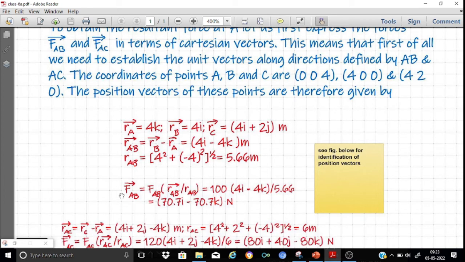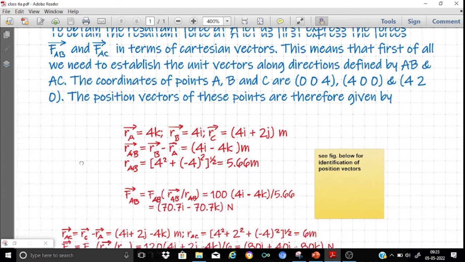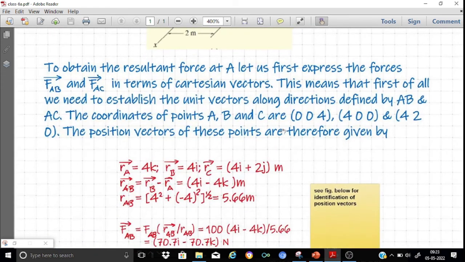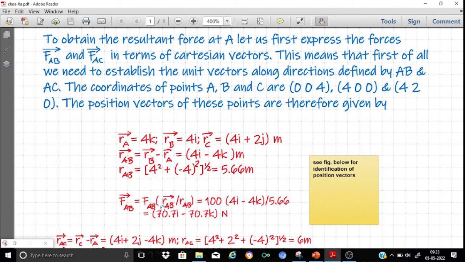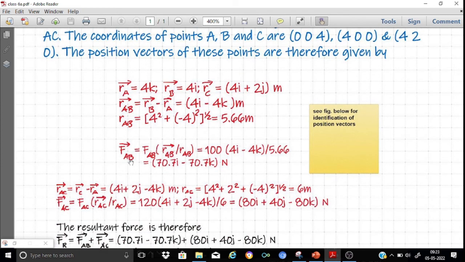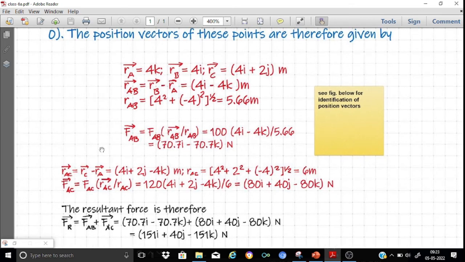Now we can define vector FAB as its magnitude, which is already given in the problem as 100 Newton, multiplied by the position vector RAB along its line, that is 4i minus 4k divided by 5.66. Please remember that 4i minus 4k divided by 5.66 defines the unit vector along the direction of force vector FAB. So we finally express the force in the cable AB in the Cartesian format as 70.7i minus 70.7k.